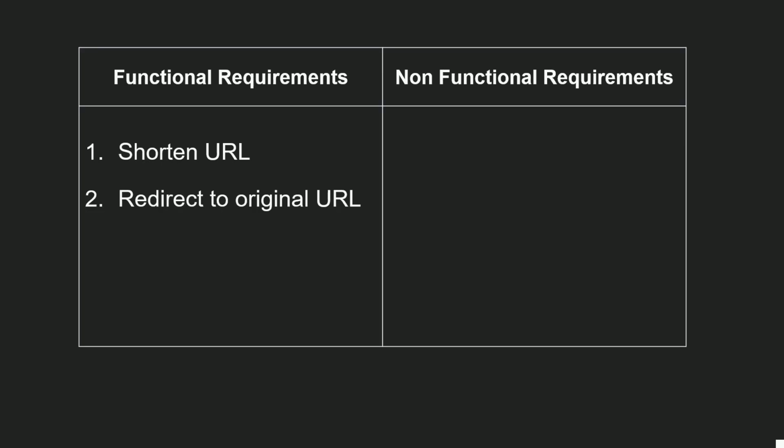When it comes to functional requirements of a URL shortener, we primarily need two endpoints, one to shorten a given URL and another to redirect users to the original URL. On the non-functional side, the key goals are high availability and low latency.